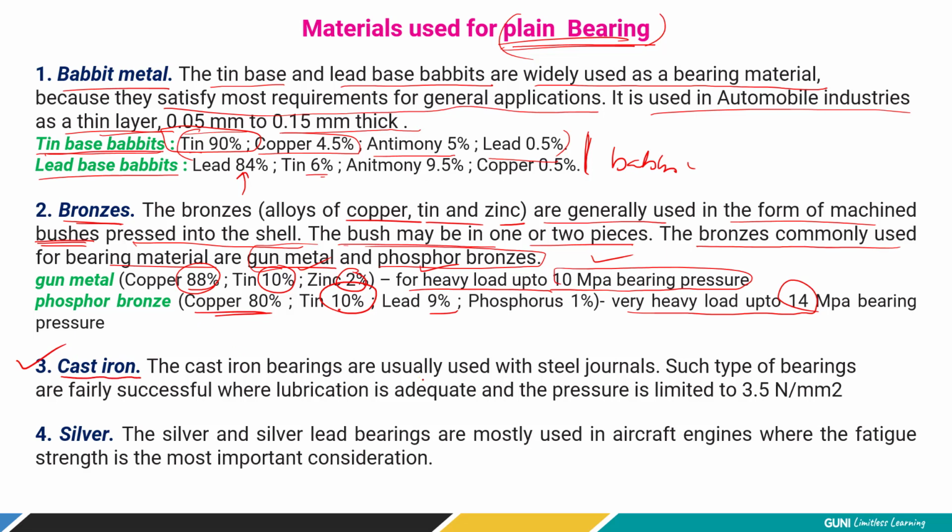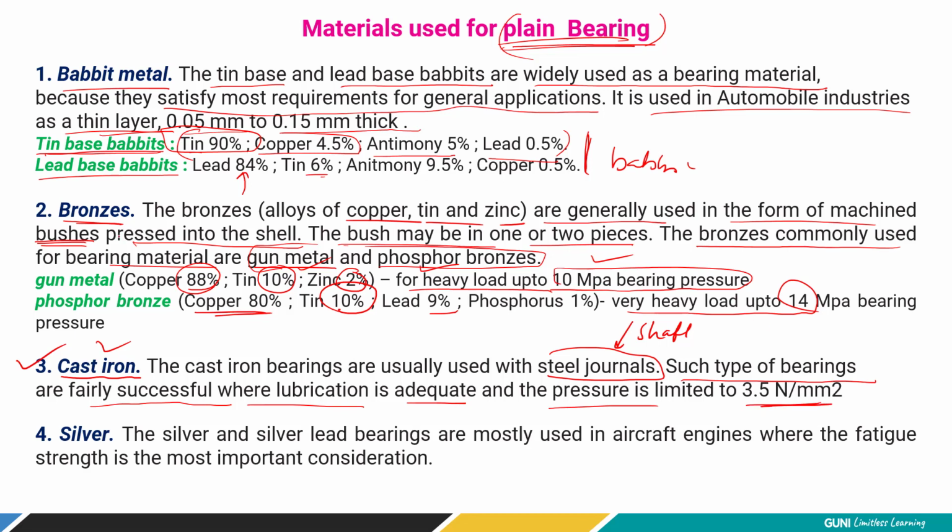The cast iron bearings are usually used with the steel journals. See, journal means what? Again, shaft. Journal means shaft. Do not confuse, right? Journal means shaft. So whenever there is a steel shaft to be supported, cast iron material is widely used, right? Such types of bearings are fairly successful where the lubrication is adequate and the pressure is limited to 3.5 Newton per millimeter square.